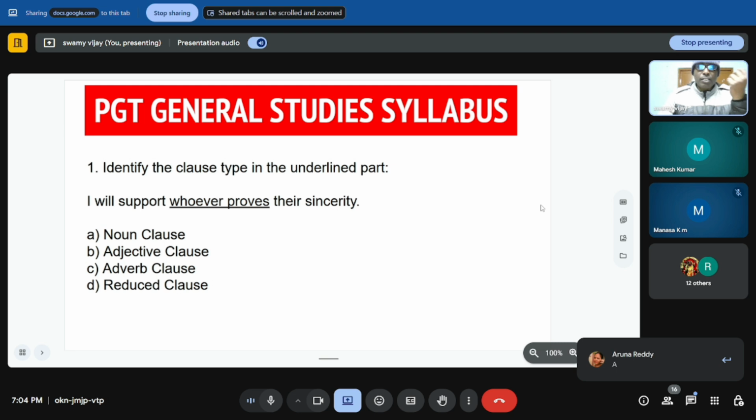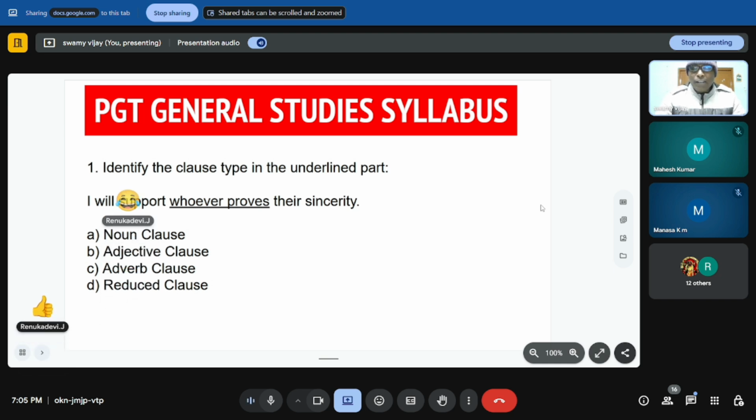There are 3 clauses we have to study under clauses: noun clause, adjective clause and adverb clause. And what is a clause? A clause is a group of words, part of a sentence, which has a subject and a verb. So the first one is, I will support whoever proves their sincerity. So this whoever proves is a clause. And what type of clause is it? Is it a noun clause, an adjective clause, an adverb clause or a reduced clause? The answer is, it is a noun clause.